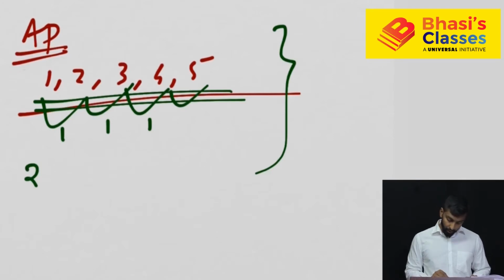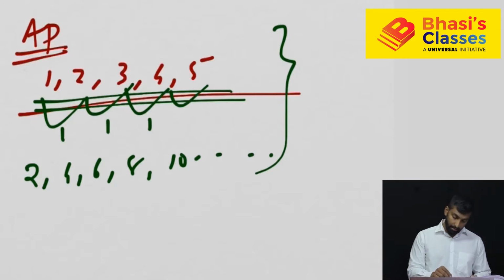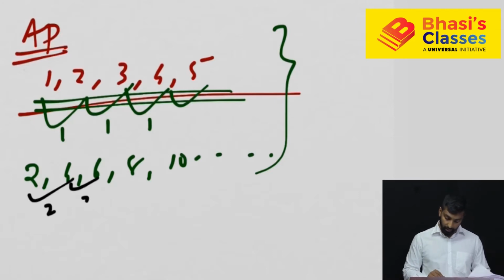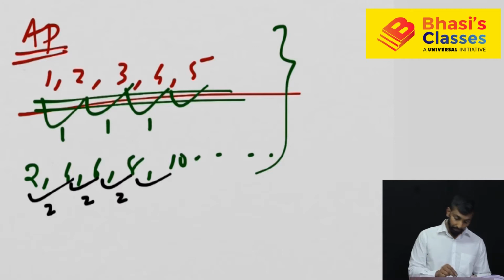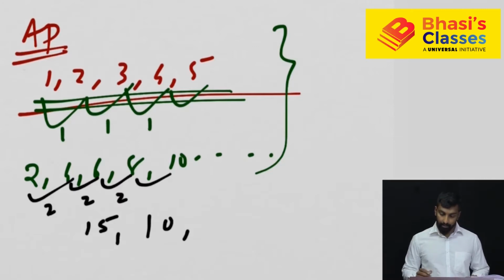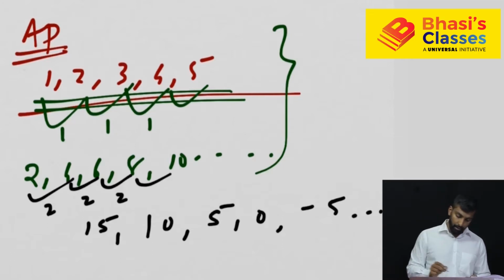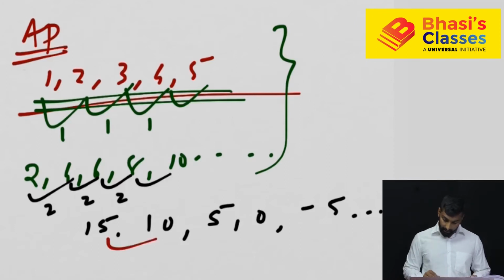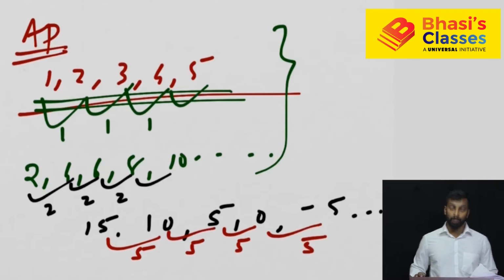Now if you take 2, 4, 6, 8, 10, etc., this is also an AP, right? Because you have a common difference of 2 here. Now if you take 15, 10, right? Then 5, 0, minus 5, this is also an AP, right? So here also you can see the difference, right? Difference is 5, difference is 5, difference is 5, difference is 5, right? So this is also an AP.